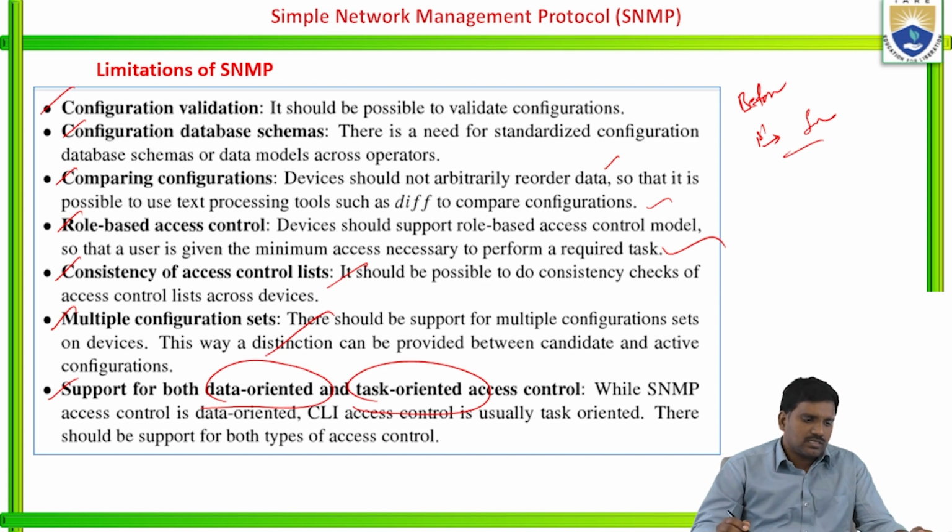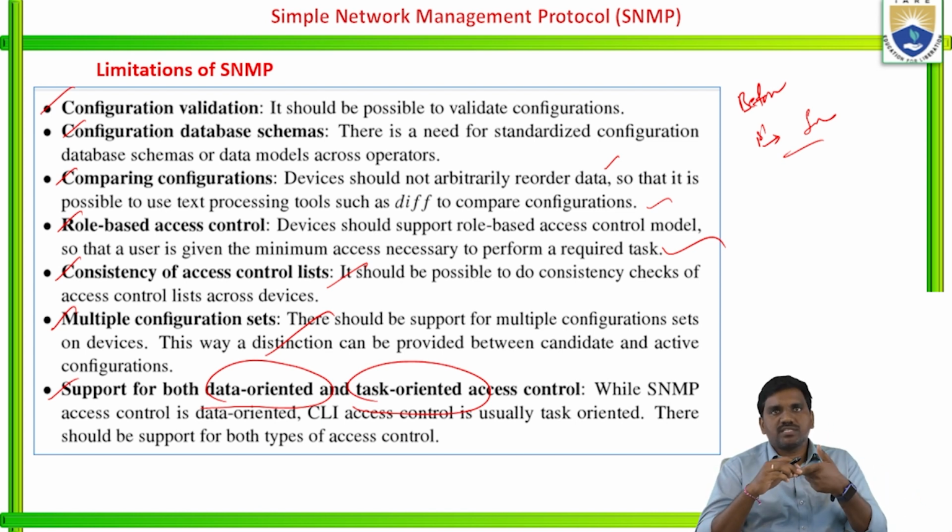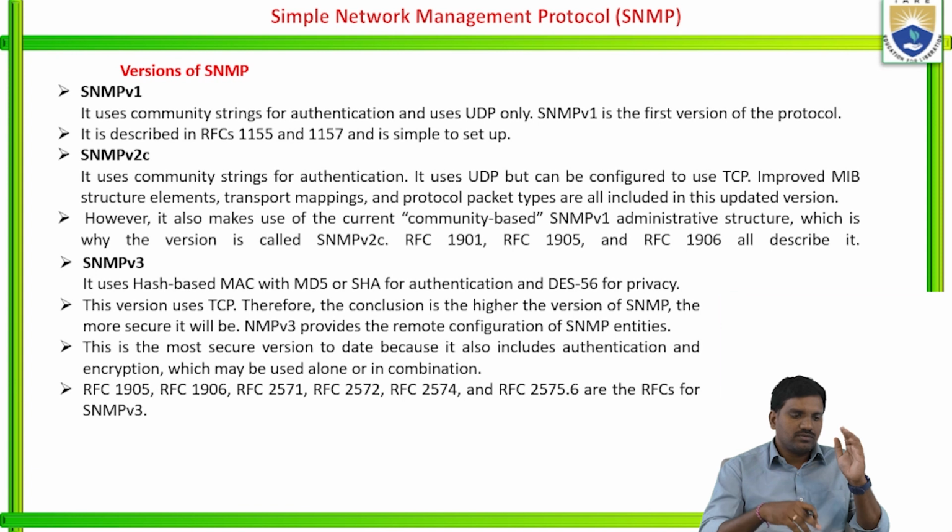So these are the 7 types of limitations of simple network management protocol: configuration validation, configuration database schemas, comparing configurations, role-based access control, consistency of access control list, multiple configuration sets, and support for both data oriented and task oriented access control. It can perform both data oriented and task oriented access control. So these are the limitations. Next, versions.